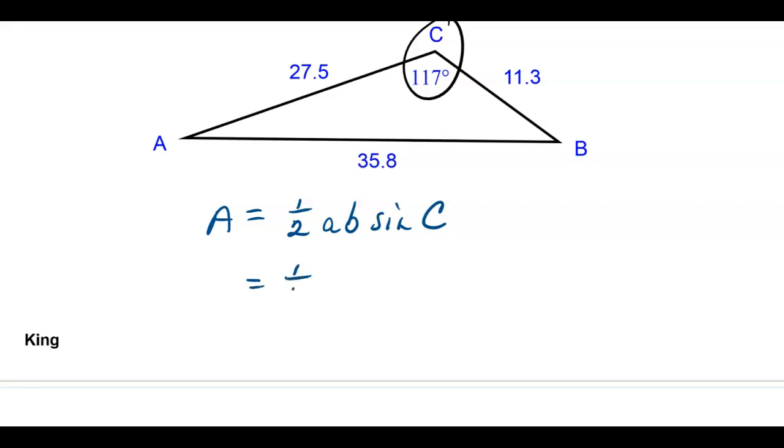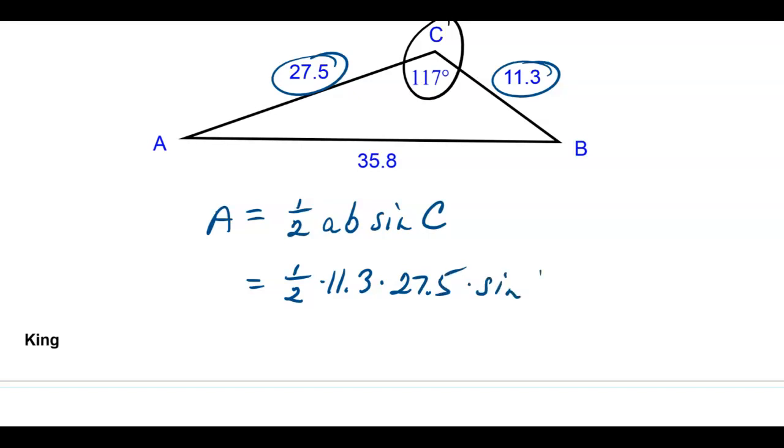So this is 1/2. A is over here, it's 11.3. B is over here, it's 27.5. And then we're going to multiply by the sine of 117 degrees. And this calculation leads to the following for the area. It's approximately 138.